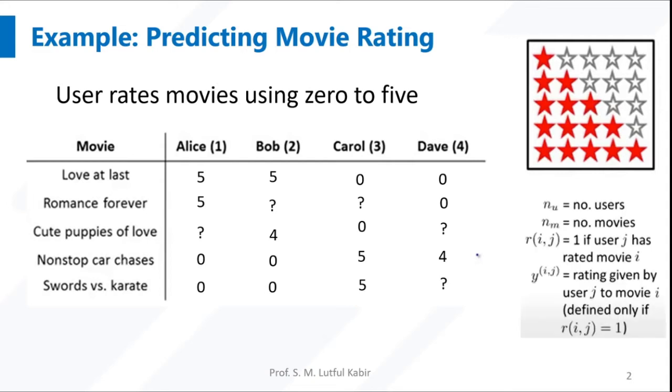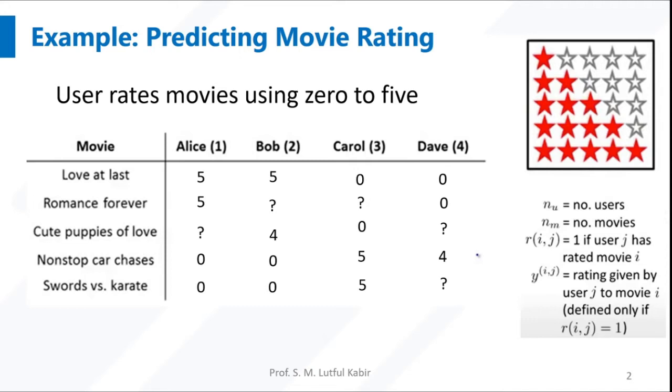So let us talk about 4 abbreviations or 4 labels. One is NU, another is NM, and the others are Rij and Yij. NU is the number of users. That means in our case, NU is 4. NM is the number of movies. In our case, it is 5.